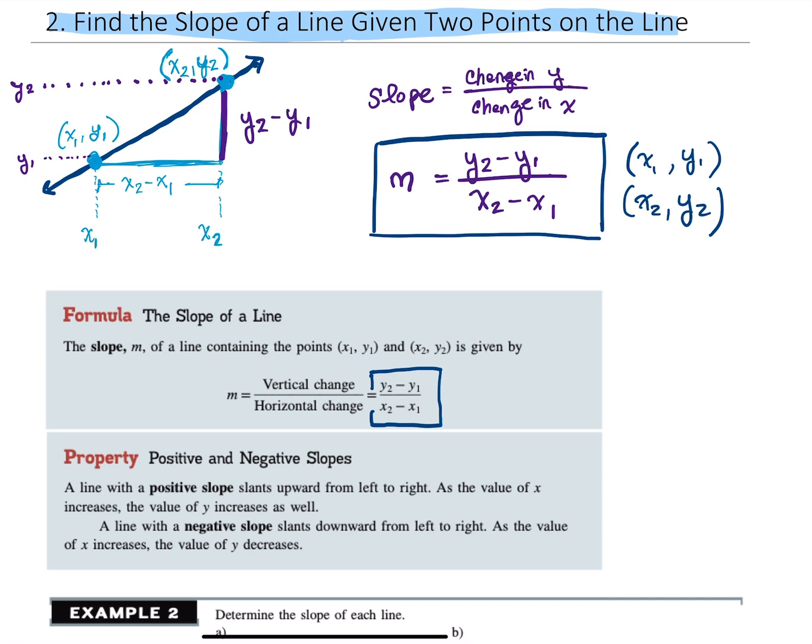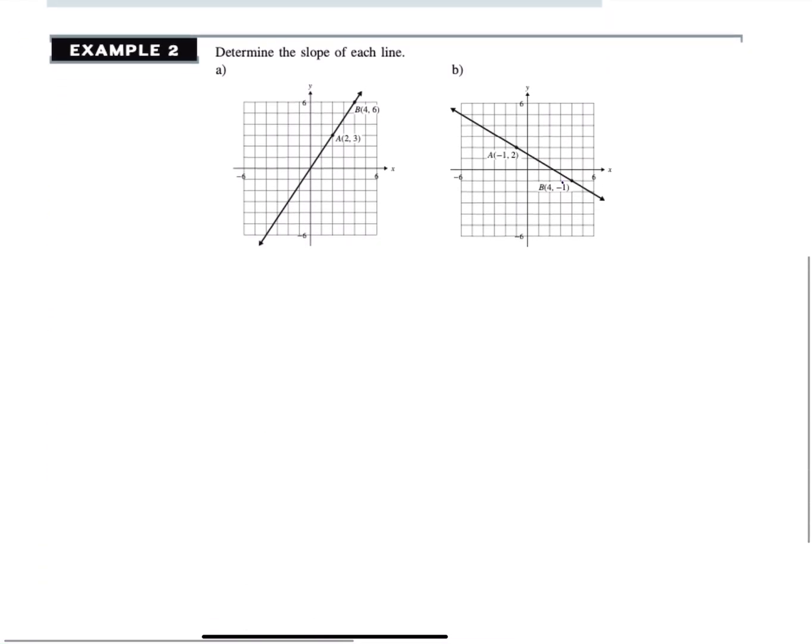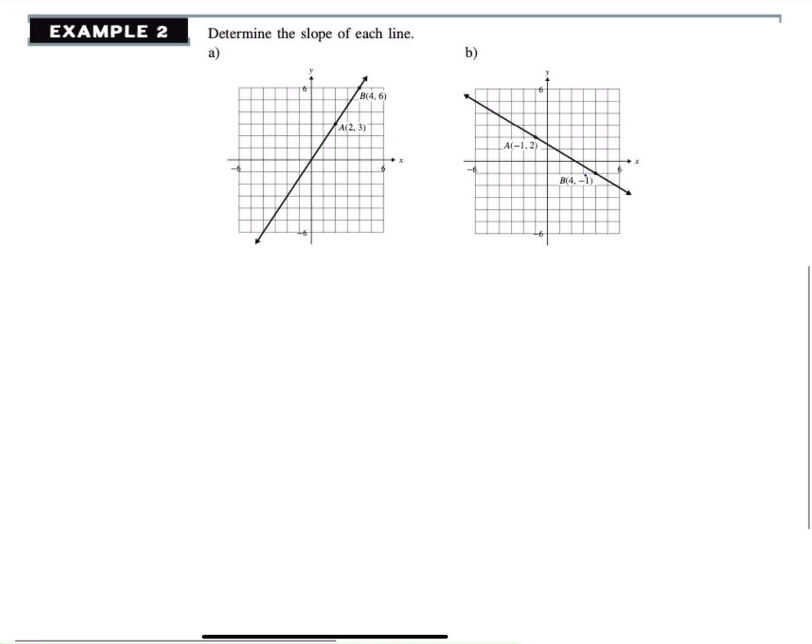And we mentioned on that last page that this value will be positive if the line slants upwards from left to right, and this value will be negative if the line slants downward from left to right. So let's see a couple examples. In this case, we're given the graph as well as 2 points. So we can take two approaches. Let's just use the 2 points and find the slope.